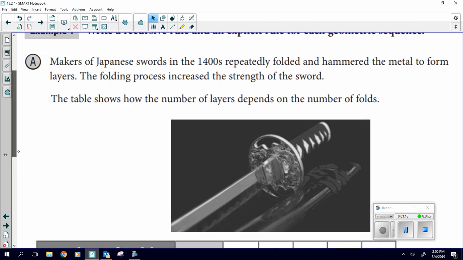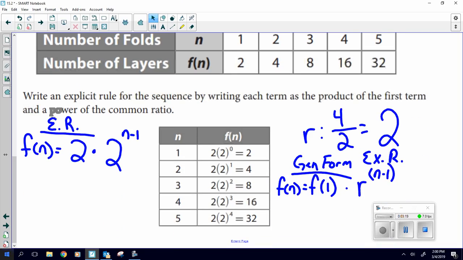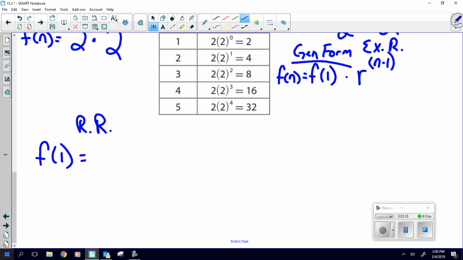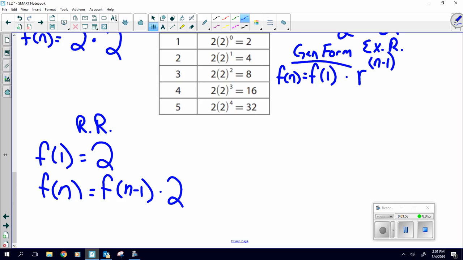Now, we're not done. We need to write a recursive rule. For this recursive rule, again, you have to make sure you know this ratio. You have f of 1, remember you have to define your f of 1. f of 1 equals 2, right? Now we have to write our general f of n. Unlike our explicit form, we're going to have this f of n minus 1. And what is it increasing by? It's being doubled every time, times that ratio.